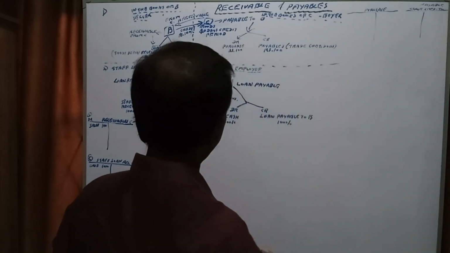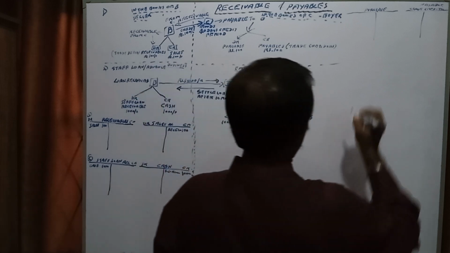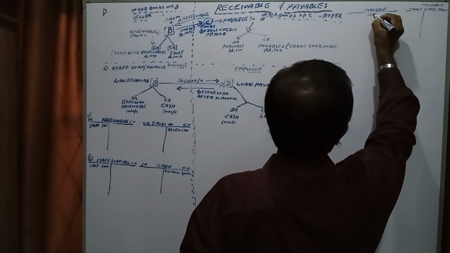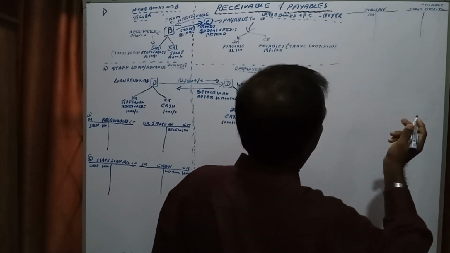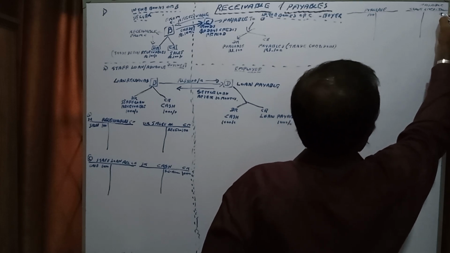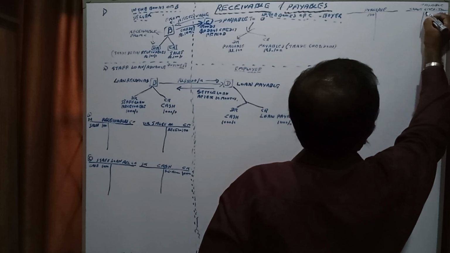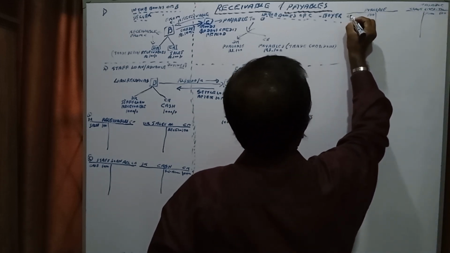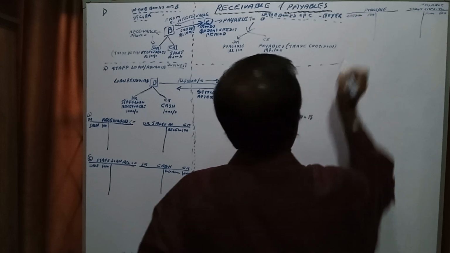What we say, we purchased for 100. Then purchase account debit, and we didn't give the cash. We didn't make any payment. So creditors account credit. Here you say purchase. Here you say creditors.